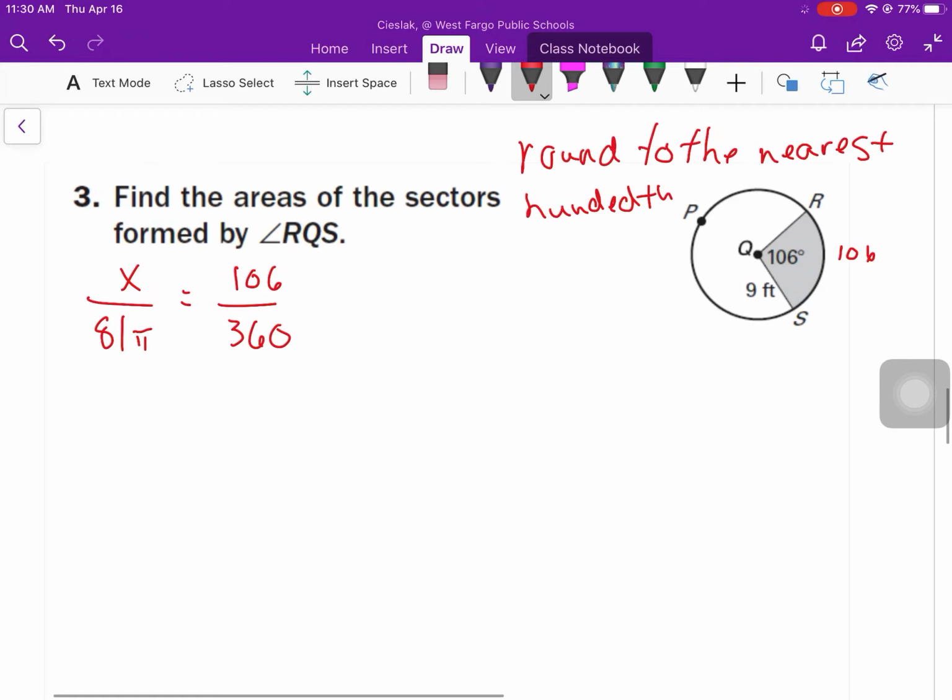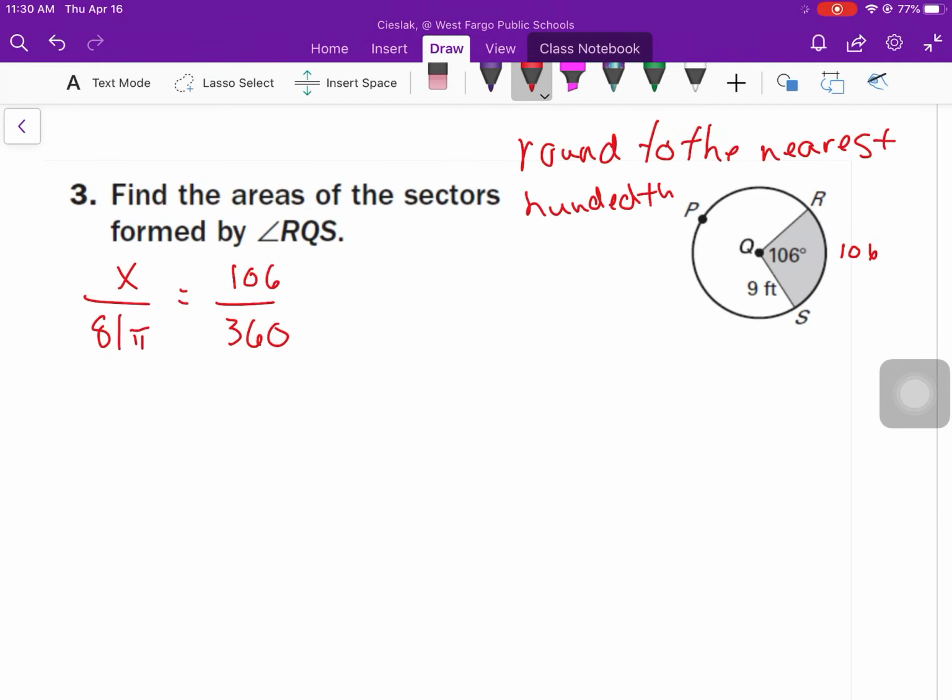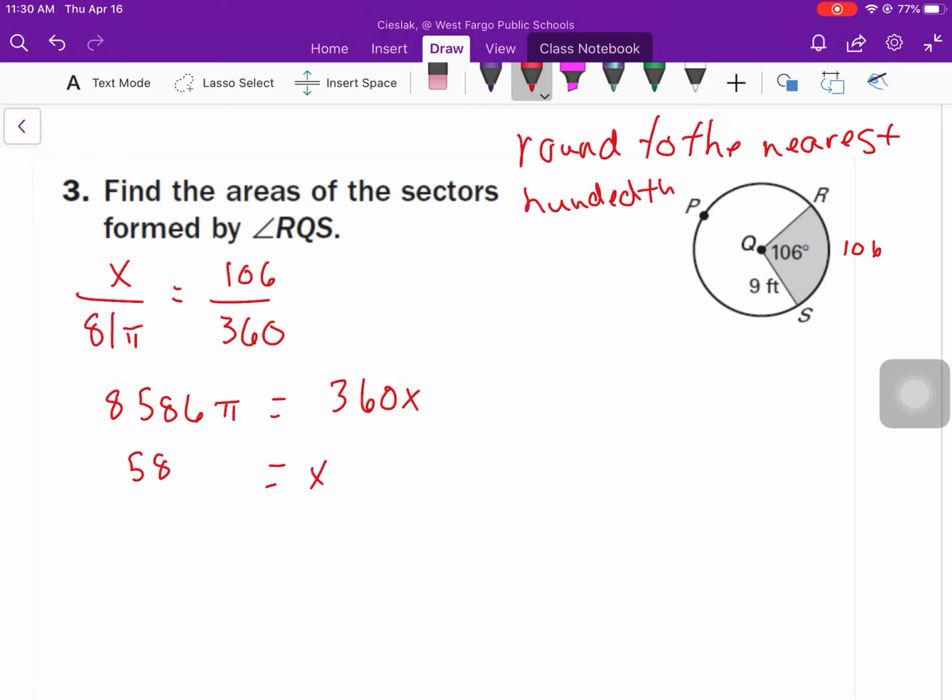If I cross multiply, 81 times 106 gives me 8586 pi is equal to 360x. Then I divide by 360. So x is equal to 8586 pi over 360 to the nearest hundredth. That gives me approximately 74.93. My label on this was feet, so it's feet squared.